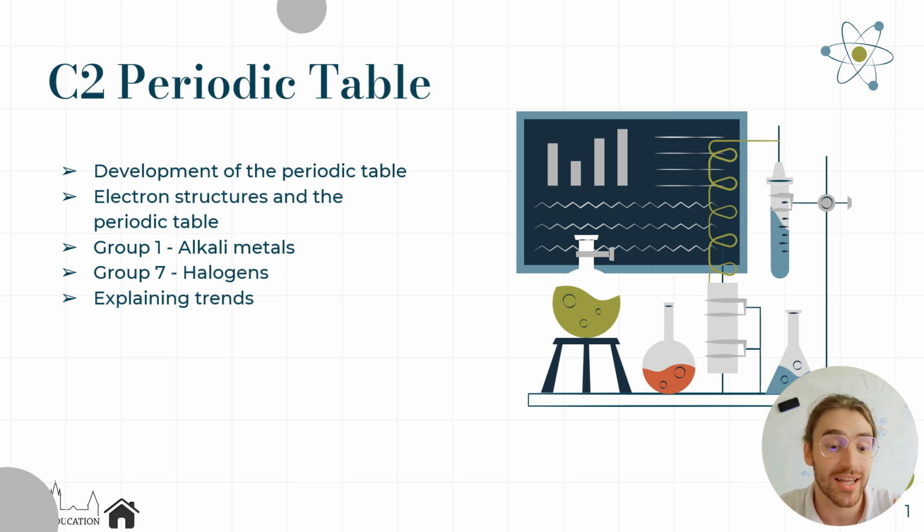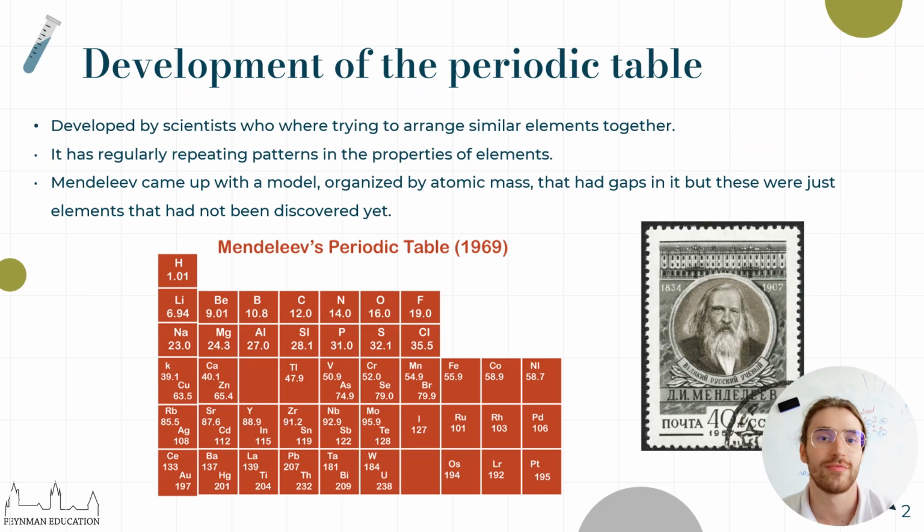Today we're going to be looking at chapter 2, the periodic table. We're going to look at the development of the periodic table, how it came around, its structure and why it's structured in the way that it is, as well as looking at group 1 and 7, and explaining the trends that we can see in the periodic table.